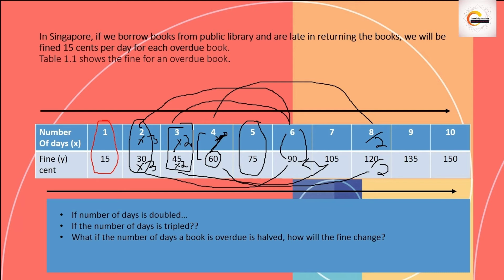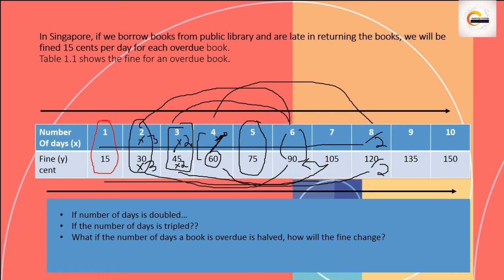So we have reached a conclusion. If the number of days is halved, the fine will also be halved. It is clear from our investigation that as the number of days increases, the fine increases, and as the number of days decreases, the fine decreases. We can say the fine is increasing with a constant number, that is 15. Or we can say the fine decreases and increases proportionally.